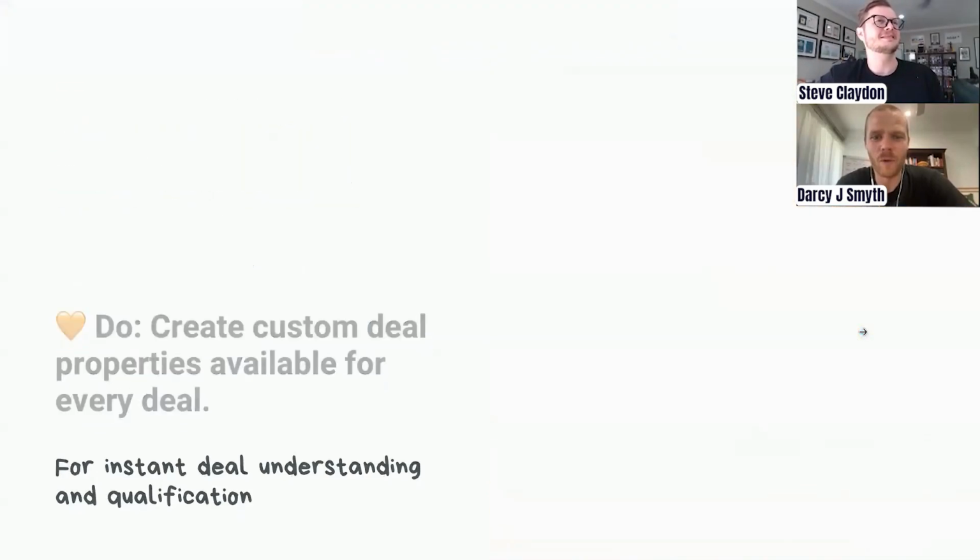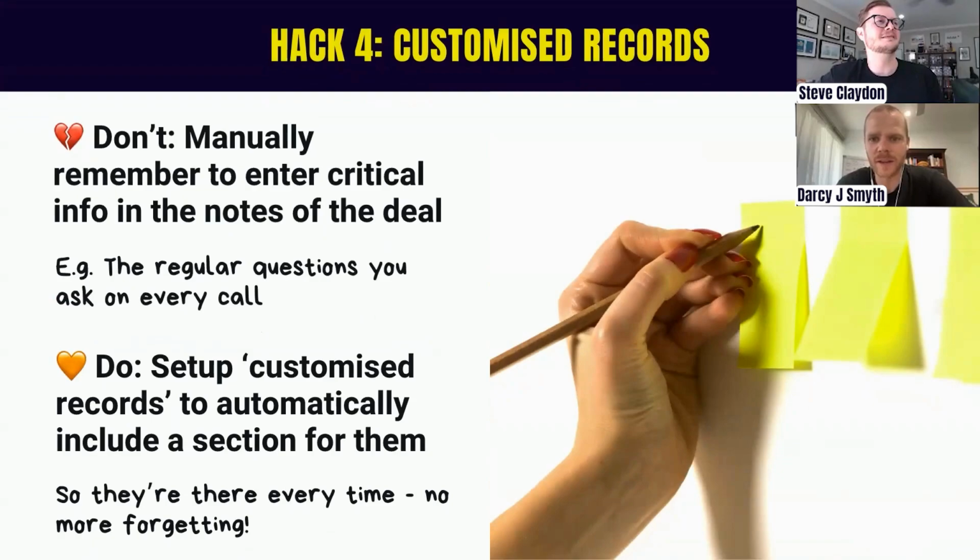Yeah, love it. Our fourth one, team, and I think that we actually started to touch on that, Steve. So we might not have too much to go in here. I think you've covered both. But the whole idea is don't manually remember, enter critical info in the notes of the deal. The perfect example of this, Steve, is those regular questions that you ask on every deal. So for us, it's BCOP: backstory, challenge, outcome, process.